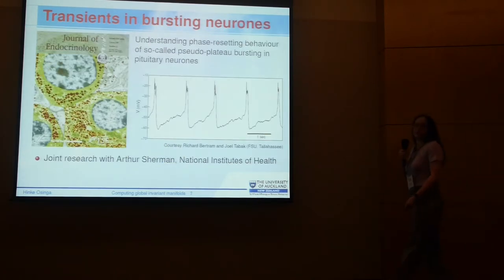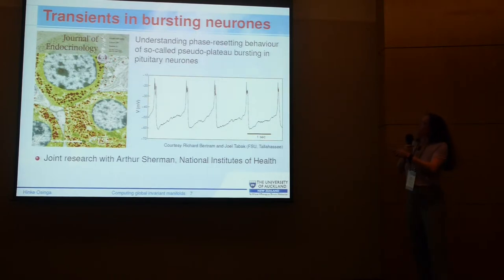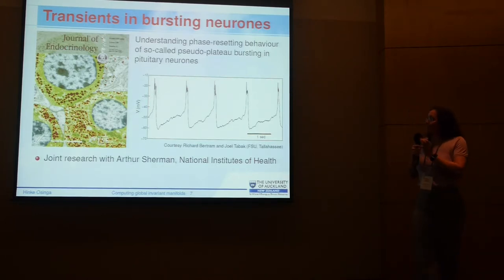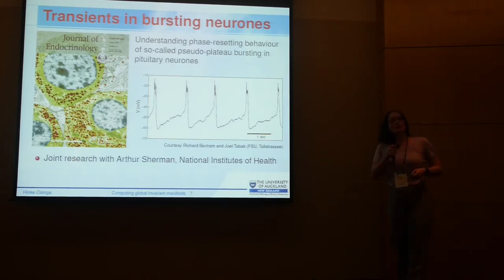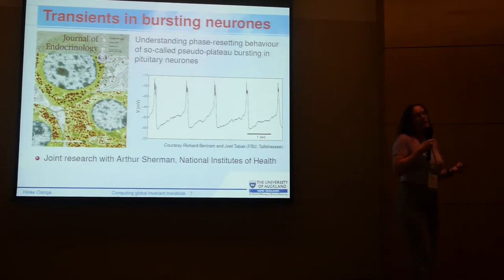So let me go with the first case study if you want. Why is it so interesting to be able to compute invariant manifolds, and what can you do with it? So here, this is really in the area of neuroscience. We're trying to understand phase resetting behavior of so-called pseudo-plateau bursting, that's a difficult word, in pituitary neurons. Now, I frankly know very little about pituitary neurons, but the pituitary region sits in the hypothalamus, which sits in the brain, and it's really deep in the back of your head.